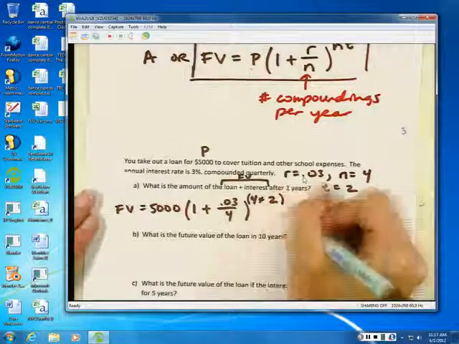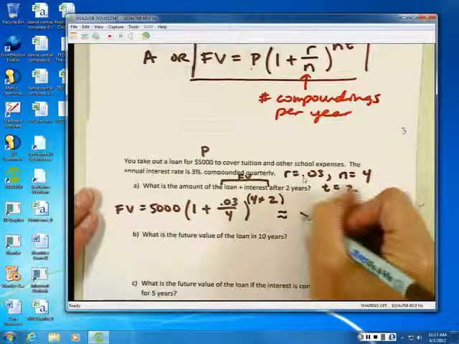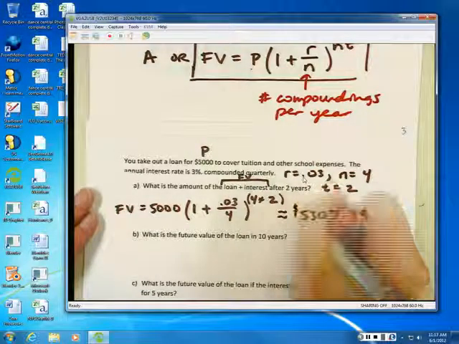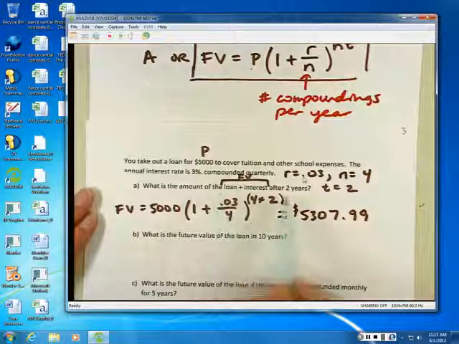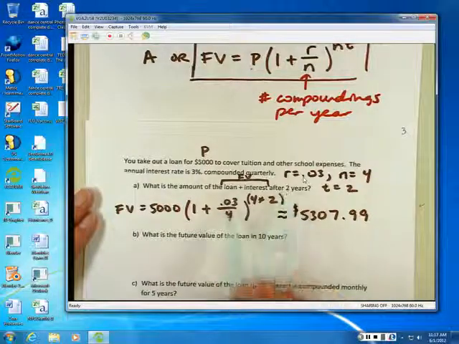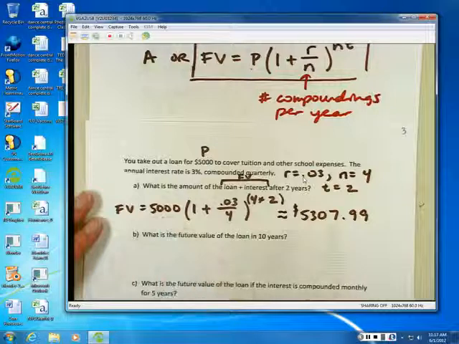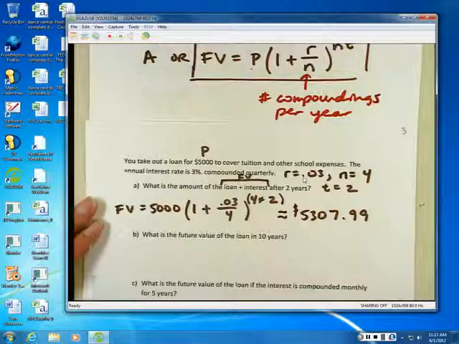And my future value then is $5,307.99. So after 2 years at 3% interest, I started out with $5,000. I am up to $5,307.99. Not bad, right? Did I do that right? Yep. Okay, not bad at all.